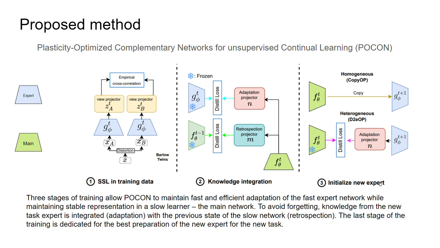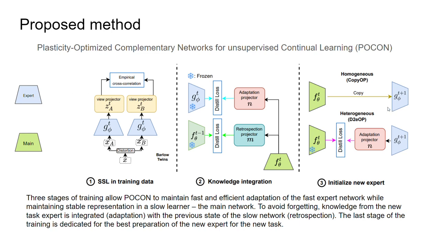So our proposed method is based on the complementary learning system theory. We have a main network, green, and an expert network, blue. The main network is going to be responsible for accumulating all the knowledge, and the expert network is going to be responsible just for adapting to the current knowledge.